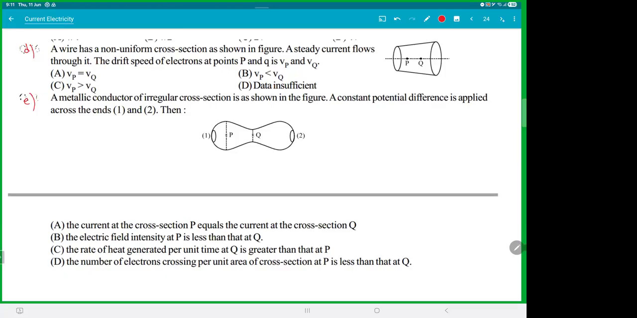D is the easy part. Again, look at this thing. I is equal to nEAv. Now current is the same in both of them because the same current flows. So if you look, this gives you a feeling: A into v is constant. This looks like the equation of continuity. So more area, less velocity. So Vp is greater than Vq.